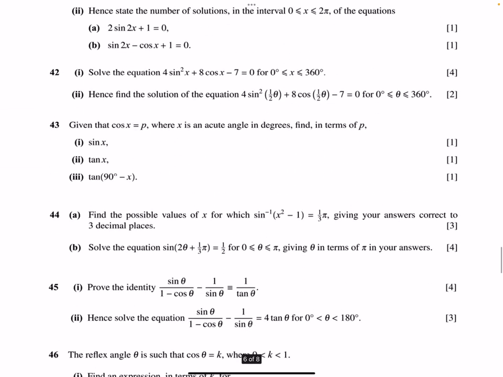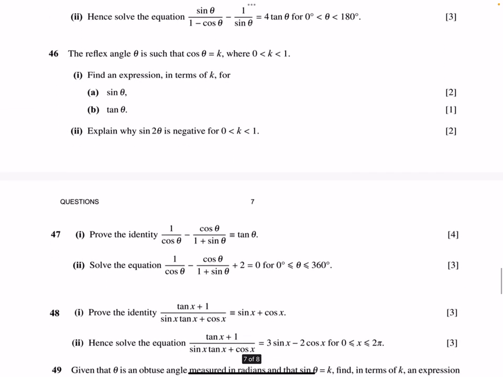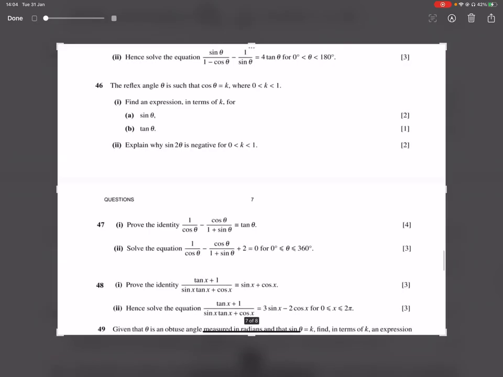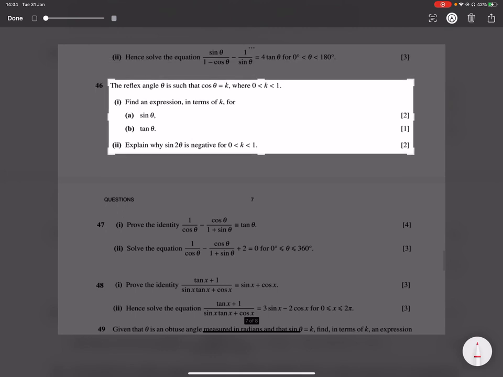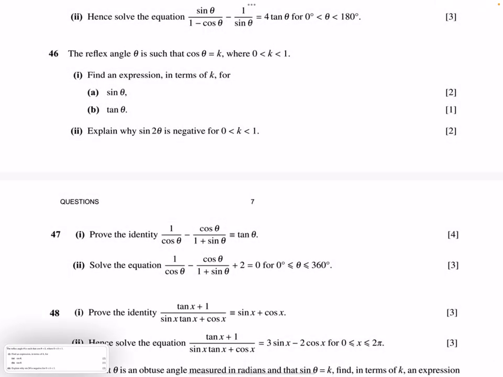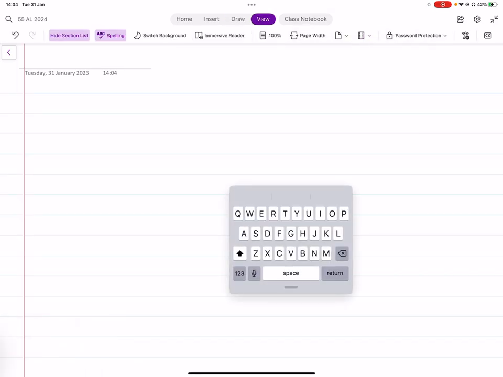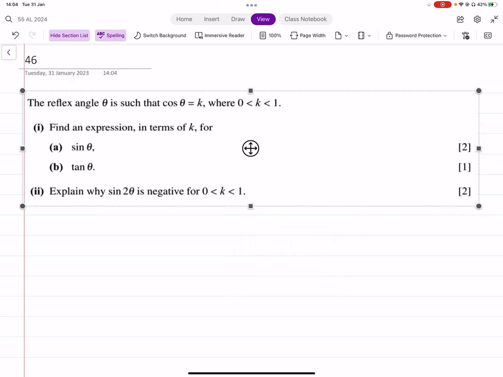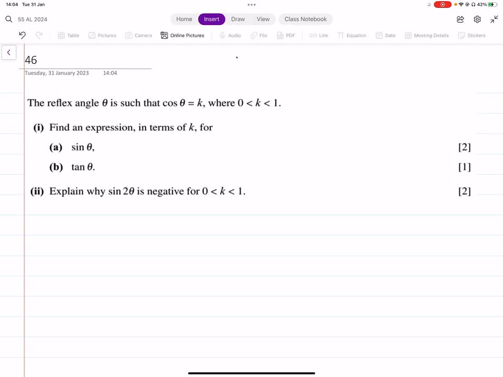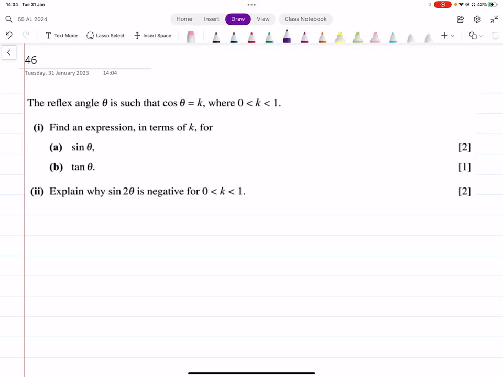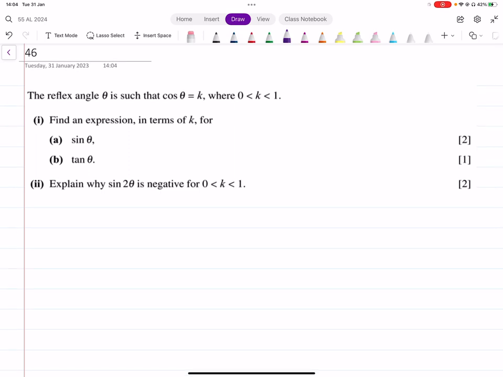और कौन सी क्वेश्चन है इसके ऊपर? ये हमने कर लिया 43. ओके, 46. लेट्स ट्राई दिस. क्वेश्चन नंबर 46 देखते हैं. All right, let's do this. The reflex angle theta is such that cos of theta equals k, where k is between 0 and 1. Does that tell you anything?